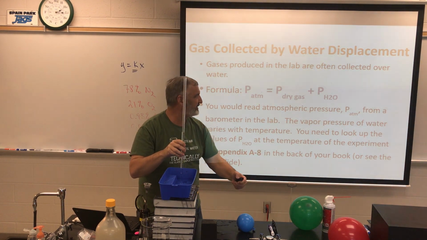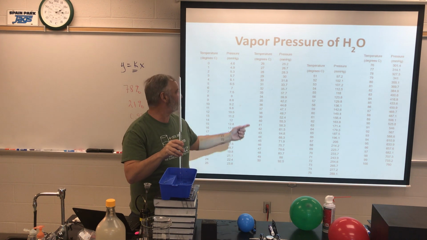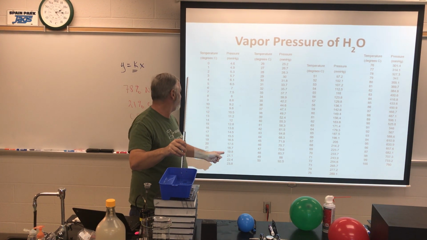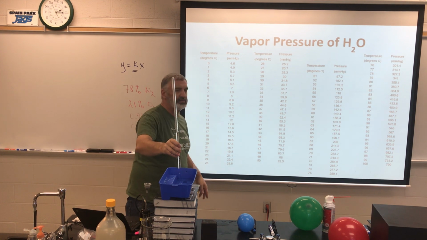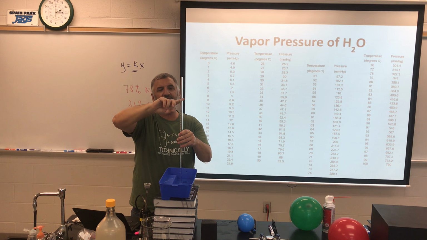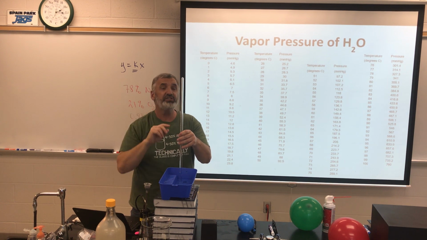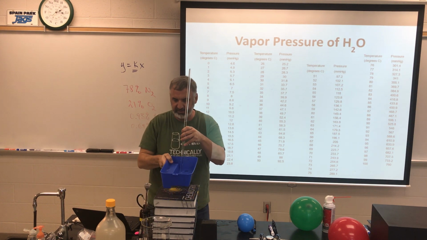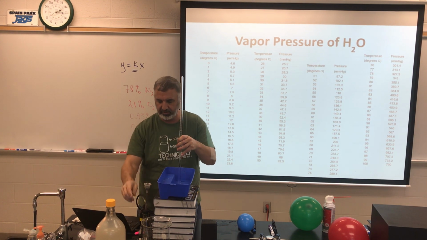And you can get that value from a table. Now this is in the back of your book or whatever, so let's just say we're at 20 degrees in here, the vapor pressure is going to be 17.5. So 17.5 millimeters of mercury of the total pressure inside of here is due to water, not due to the oxygen. So I'm going to try and move this out of the way so I don't spill it anymore.